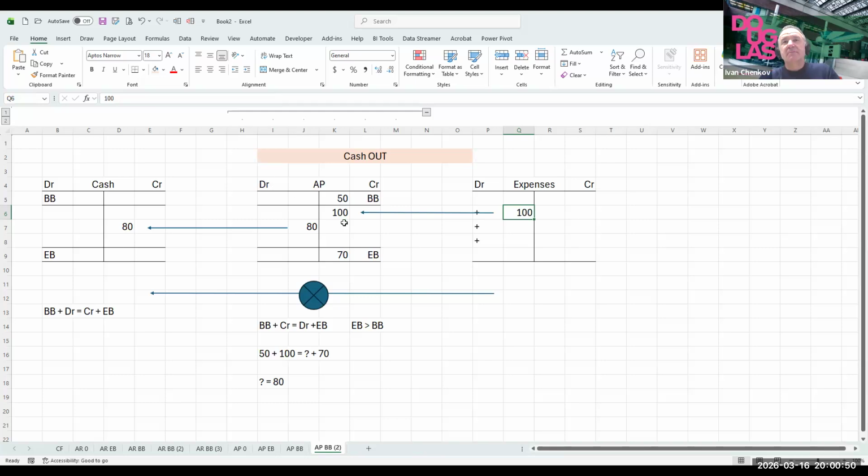How much did we increase our accounts payable? $20. How much cash did we pay compared to our expenses? How much less cash did we pay for our expenses? $20. Why are we paying $20 less? Because for the $20 expenses we didn't pay. That's our increase in accounts payable. Every time accounts payable goes up, that means we're spending less cash than our expenses.